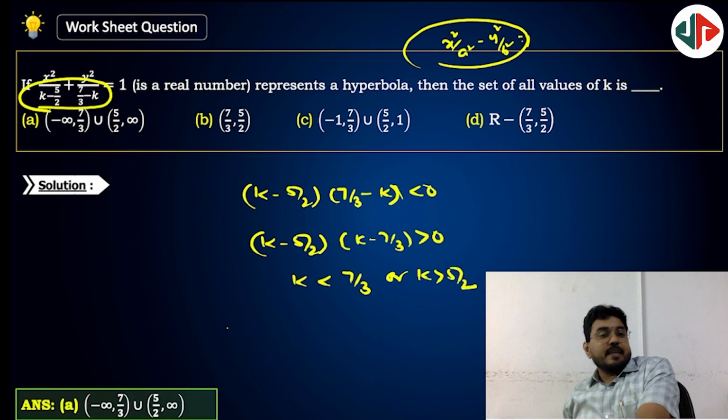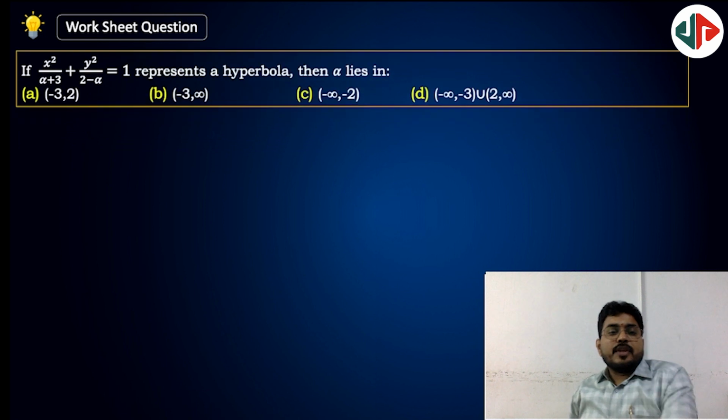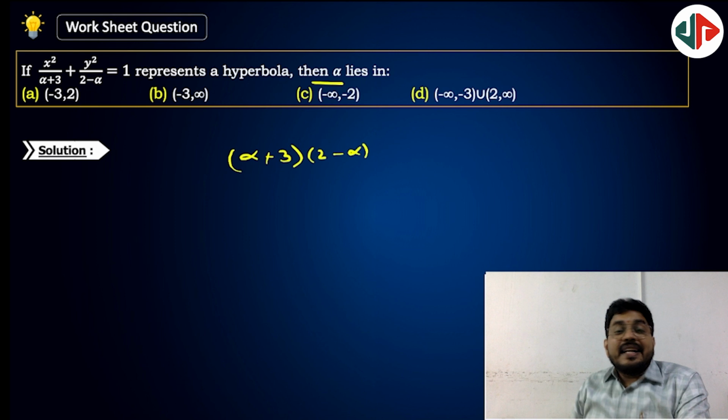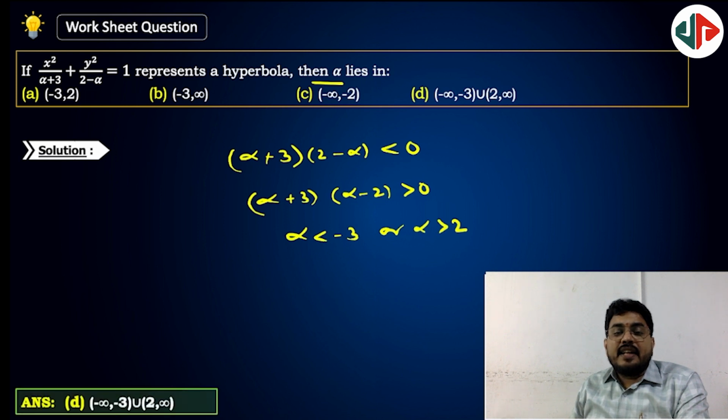Answer is A. Next question is, again same thing. Represents a hyperbola. What is that one? Alpha plus 3 into 2 minus alpha is less than 0. So alpha plus 3 into alpha minus 2 is greater than 0. Alpha less than minus 3 or alpha greater than 2 is the answer.